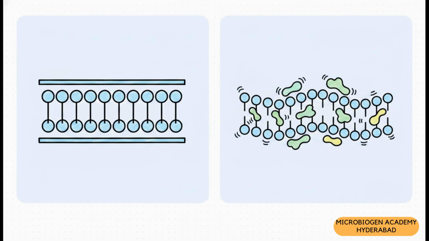But by 1972, Singer and Nicolson proved, no, it's not a solid sandwich at all. Instead, it's a fluid two-dimensional liquid where proteins and lipids are highly mobile. Science adapted to the new evidence, and it gave us the much more accurate fluid mosaic model.